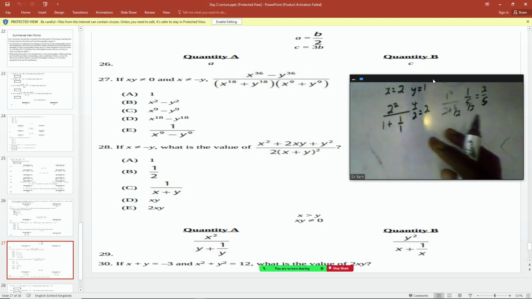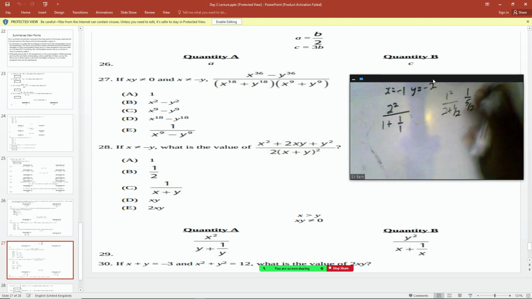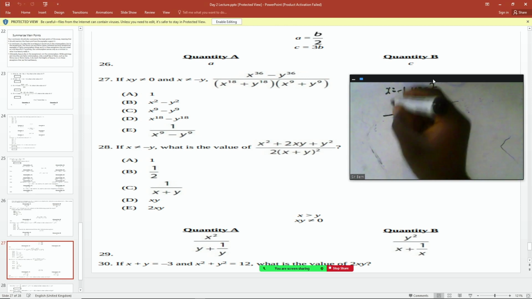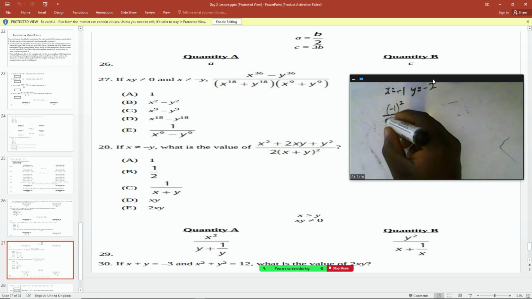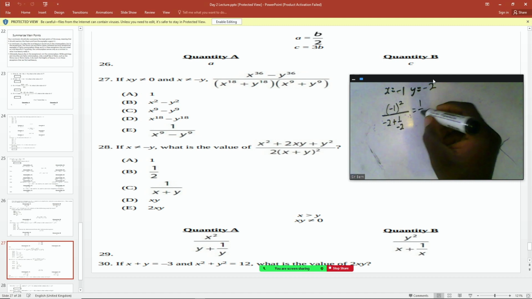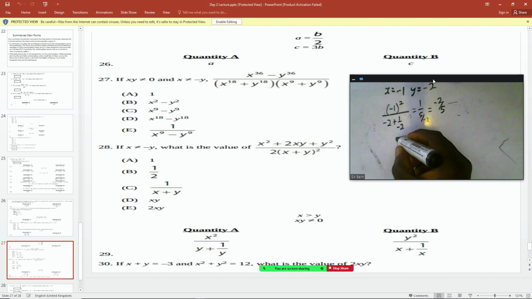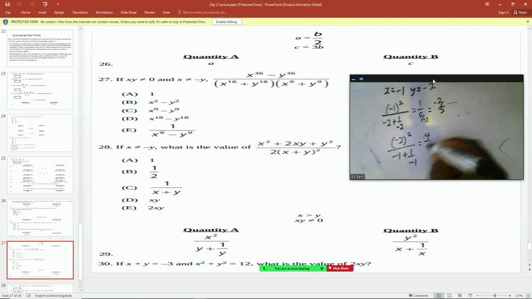Then we check for another scenario. In another scenario, we look for, let's say, -1 and -2. So looking for -1 and -2, we get -1 squared divided by -2 plus 1 over -2. So we get 1 over 5 over -2. So this will give us -2 over 5 for quantity A. Quantity B would be -2 squared divided by -1 plus 1 over -1. So this will give us 4 over -2, giving us -2. So in this case, we still see quantity A is greater.